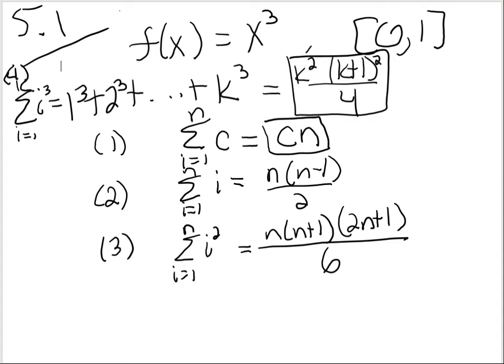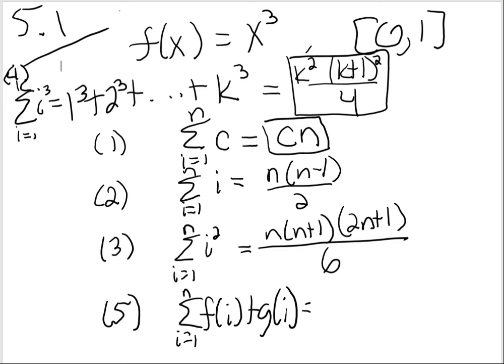Usually people will show these are true using proof-based mathematics, but we're not dealing with that in this class. So the fifth one I'd like to put down is that the sum from i equals 1 to n of some function of i plus a function of i, the sum does what you want it to. You can always split up this sum.